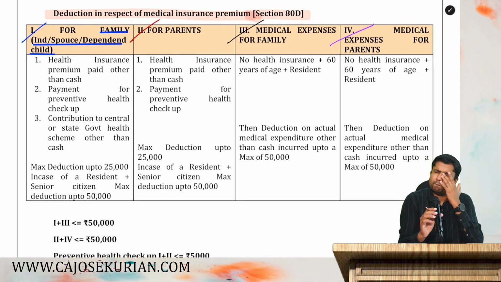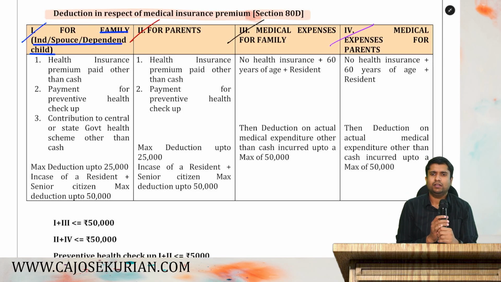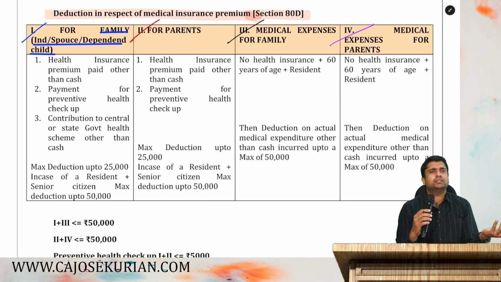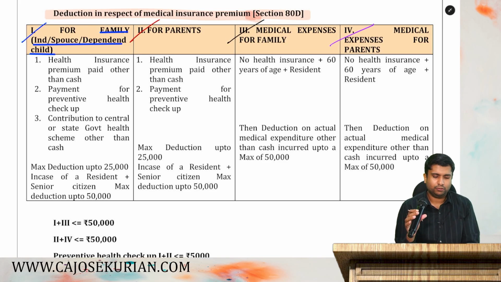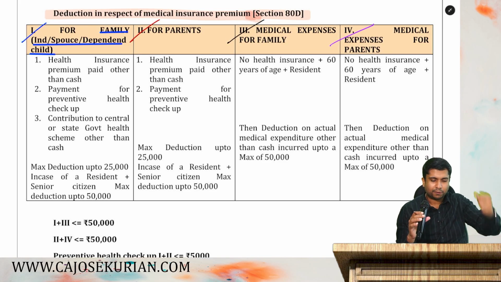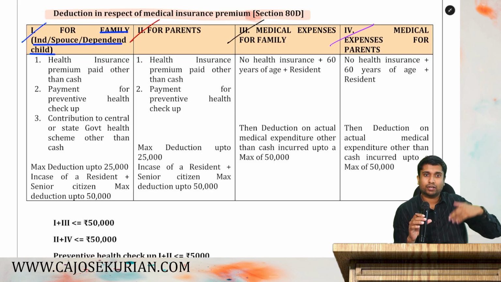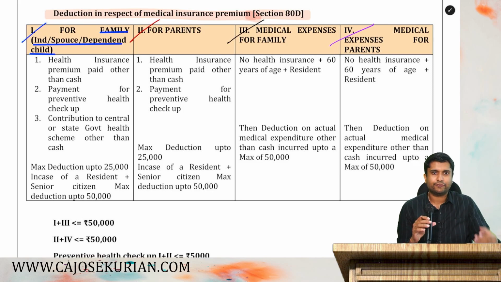What are dependent children? Children who are not earning. They totally depend on my earnings to live. Are you all with me? So individual, spouse, and dependent child or dependent children come in the family definition.